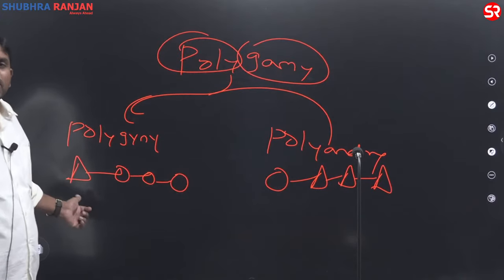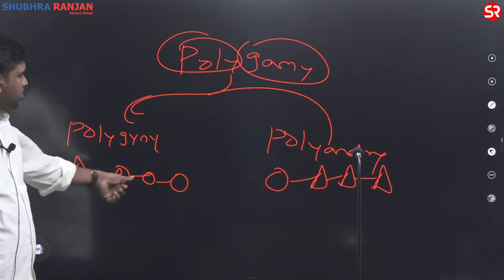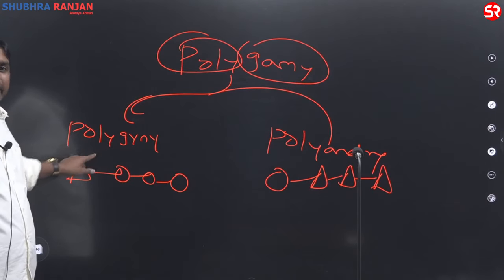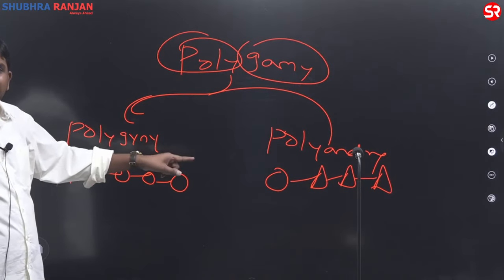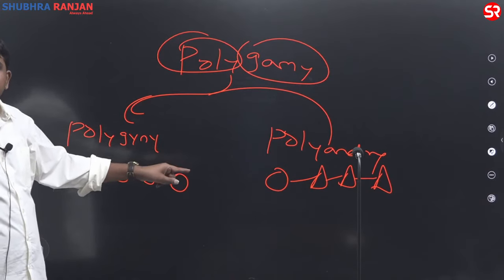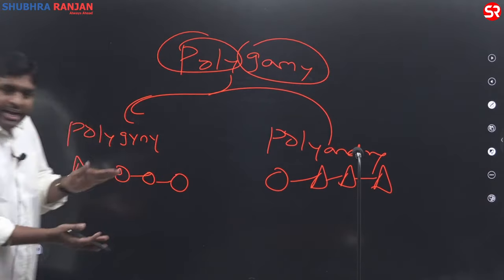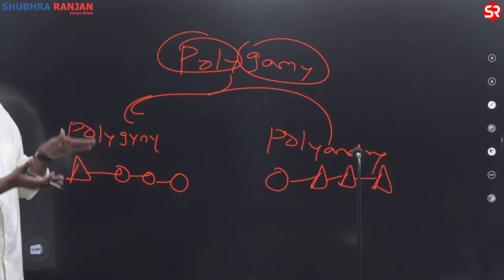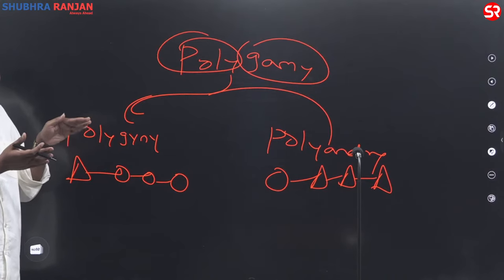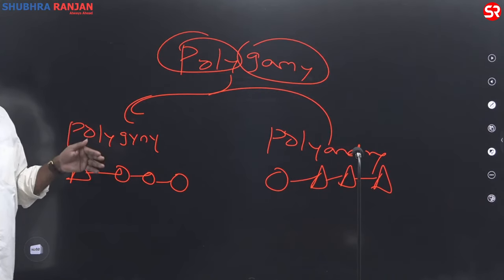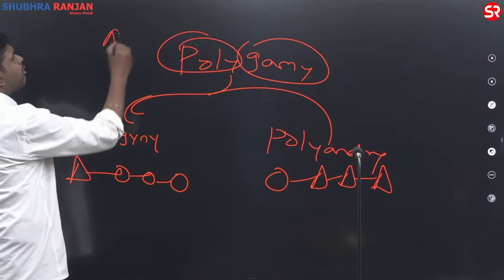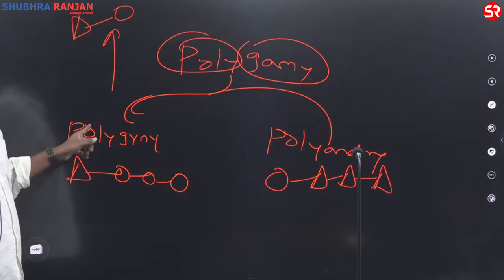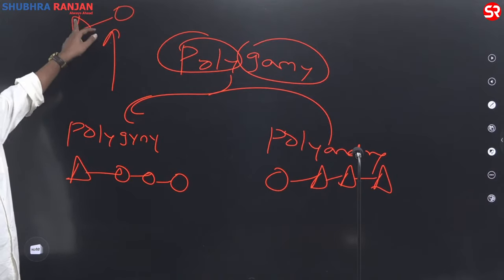Horizontal line is called marriage. Polygyny, gyny means female, multiple wives. Polyandry, andry means husbands, multiple. So he told, earlier it was what? Promiscuity. Then group marriages. Then polygamy and monogamy. Today we are following what? Monogamy. Same thing he told.